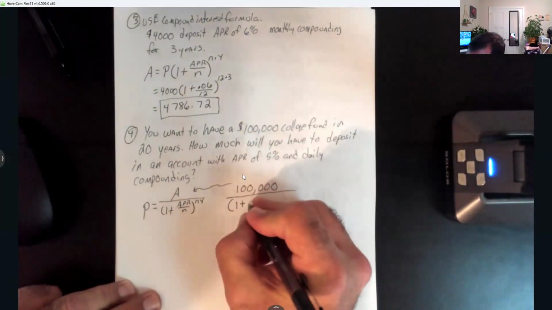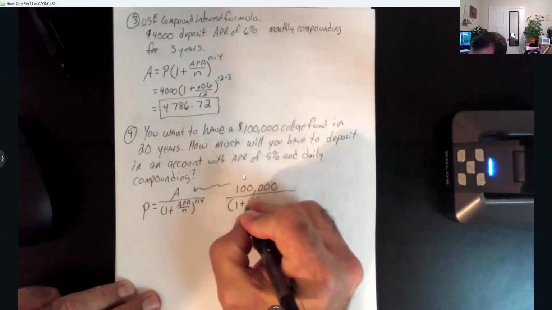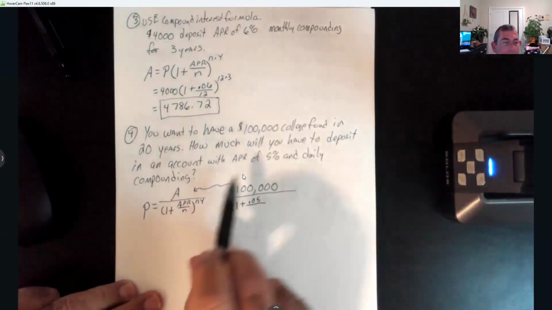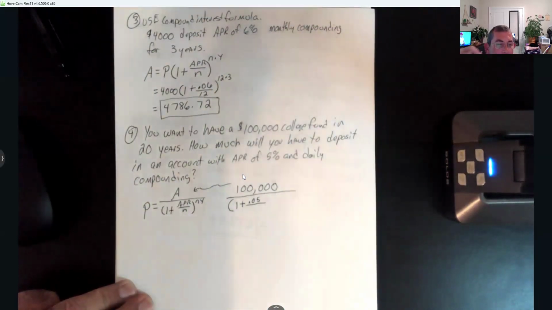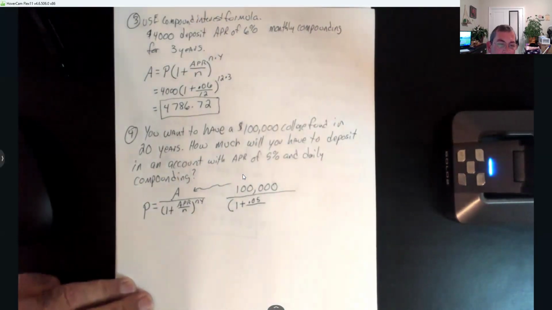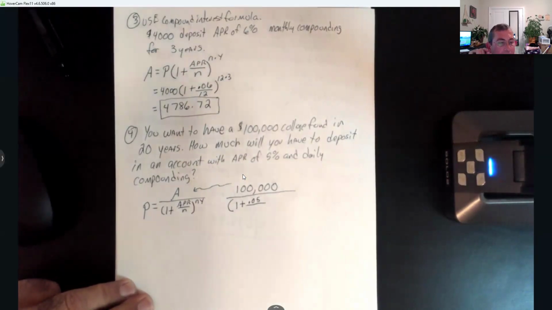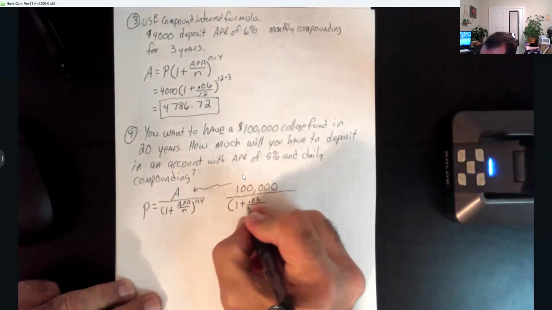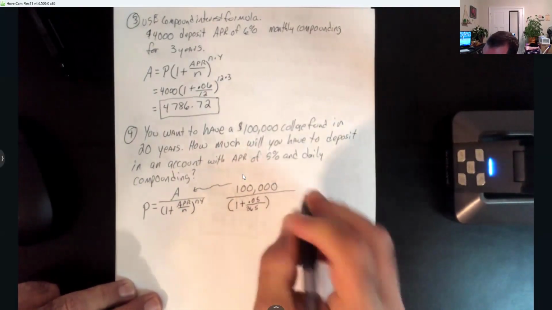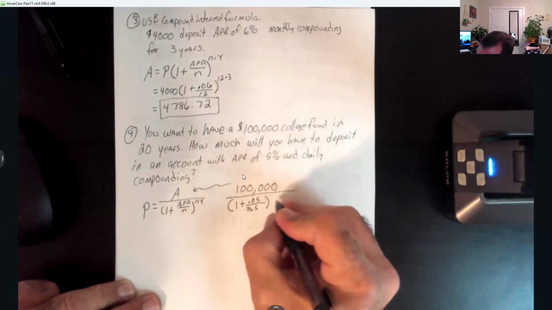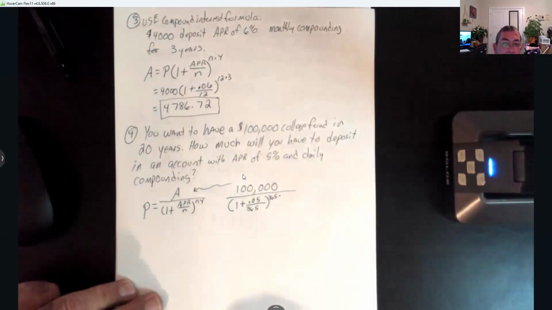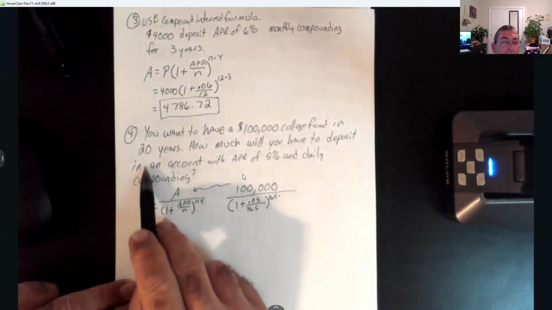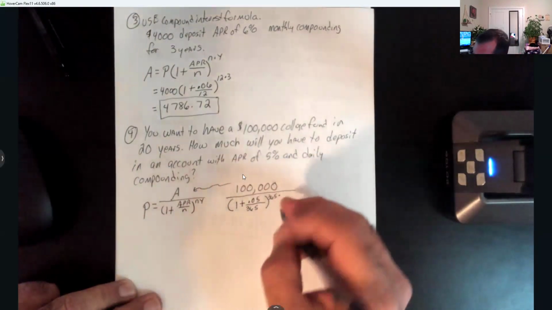So 0.05. Now, what about this? Daily compounding. It's compounded every single day. How many days are in a year? All right, that's 365. And then my exponent would be 365 times the number of years. And we said that would be 20 years.